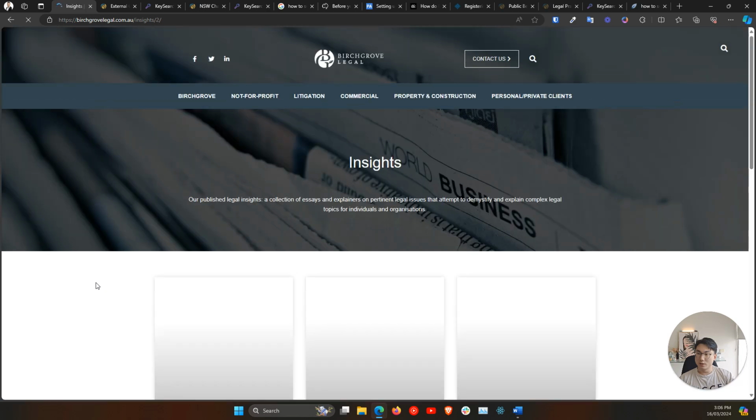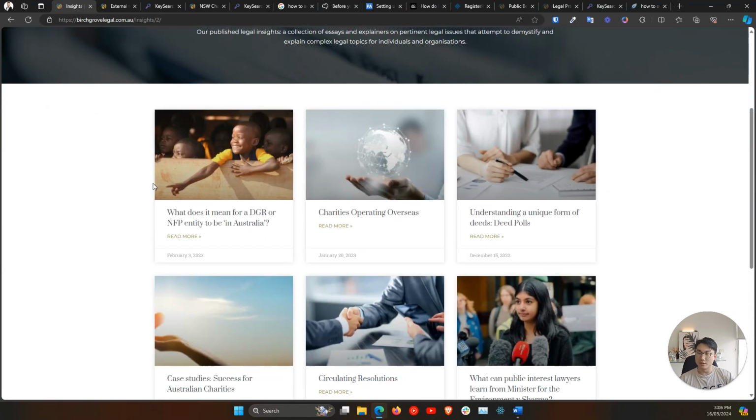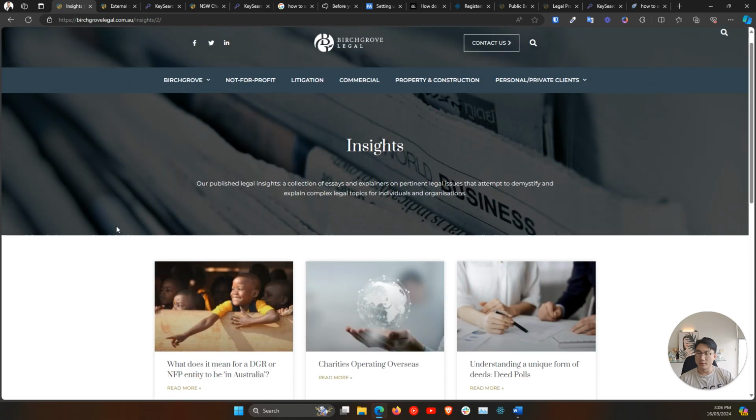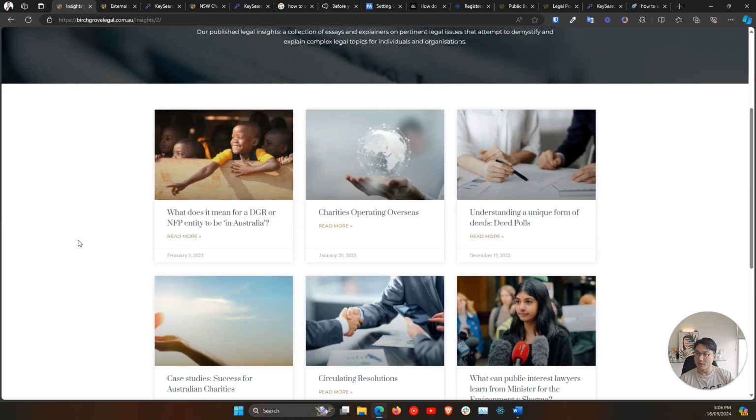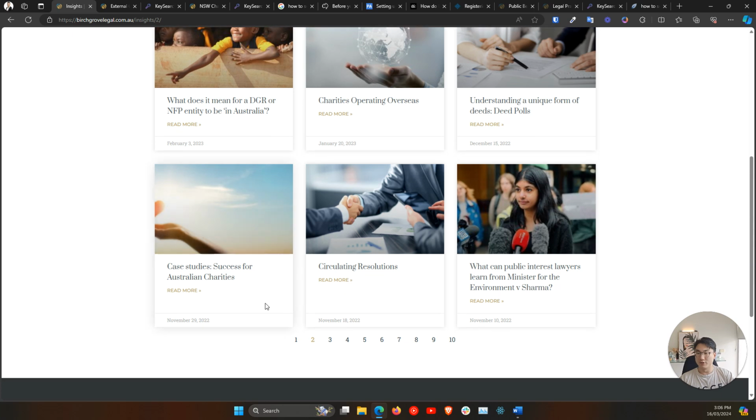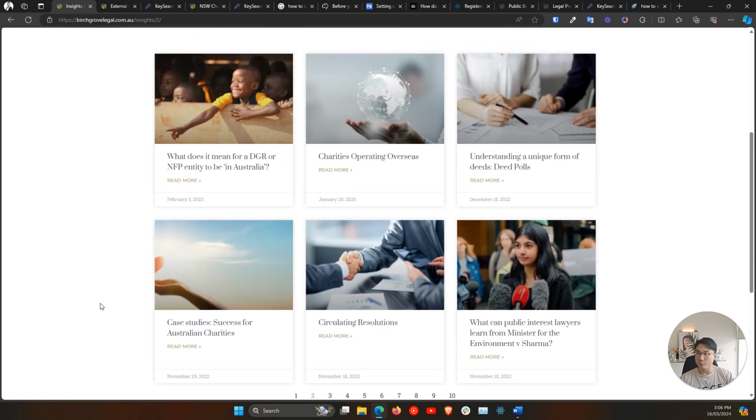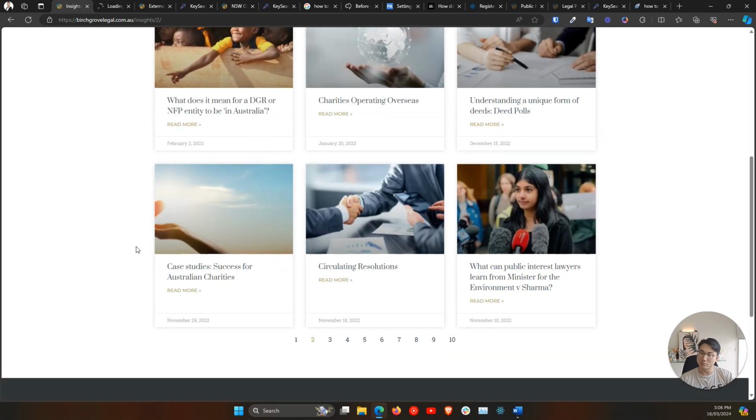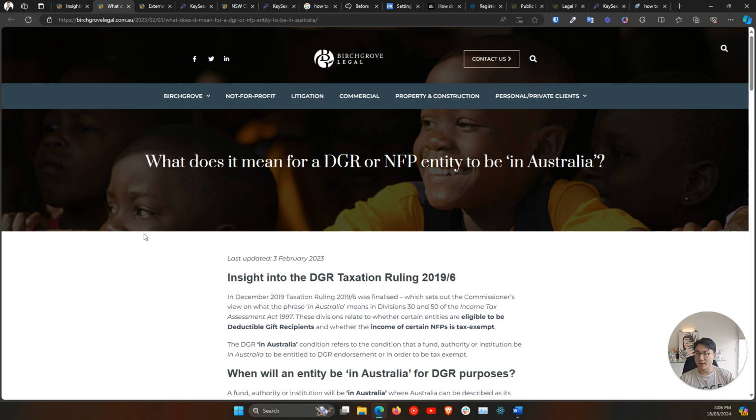So instead of using keysearch.co, I'm just looking at the competitors' insights library instead, and just seeing what they have there, because sometimes it's more helpful just looking at the articles itself or scrolling through the website itself. And the first thing I'm looking at is anything related to charity or anything related to non-for-profit. Okay, cool. This one. What does it mean for a DGR or NFP entity to be in Australia?